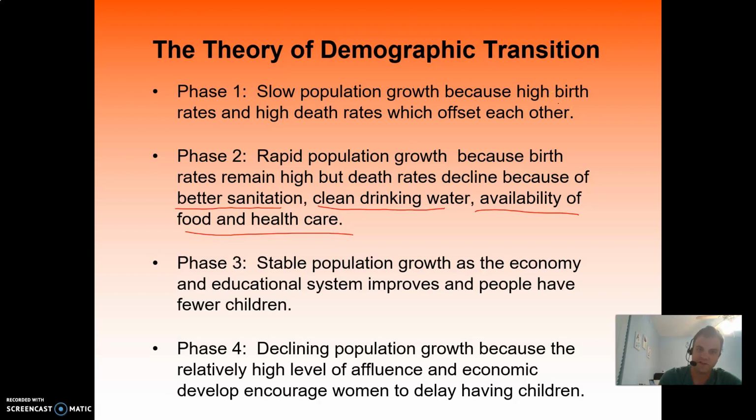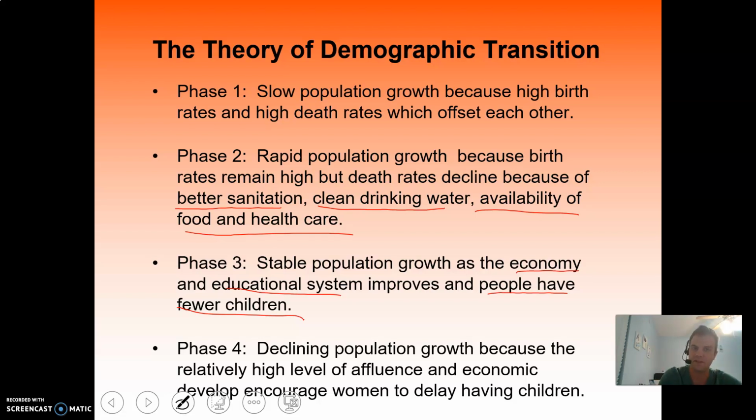Phase 3 is where you have stable population growth. It starts to level off a little bit, but the economy and educational system improve, and people have fewer children. See, now in phase 2 and phase 1, people had a lot of children. It was a subsistence economy. People need children in those types of situations in order to work the farm, to be laborers for the family, and so they'll have a lot of children. Also, they know that there's a high rate of infant mortality, so they'll have more children because of that as well.